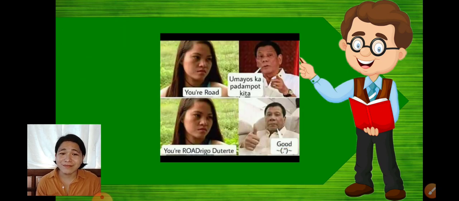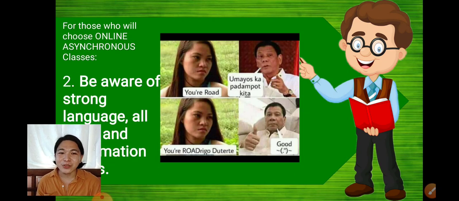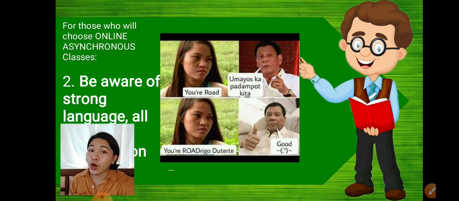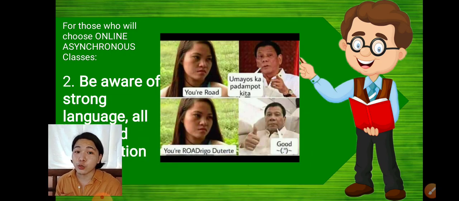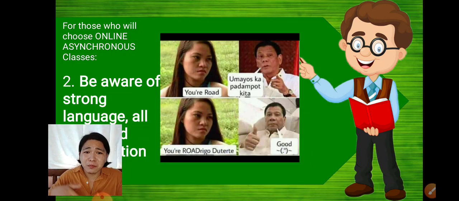We have this one. You're brown. Umayos ka. Patampot kita. You're Rodrigo Duterte. Good. So, ano ba ibig sabihin ng meme na to? So, it means that you should be aware of strong language, all caps and exclamation points. Because there are some students in the previous semester who are fond of what? Caps lock. Grabe ka-intense. So, you need to be aware of using all caps as well as improper use of exclamation points or punctuation marks. Okay?